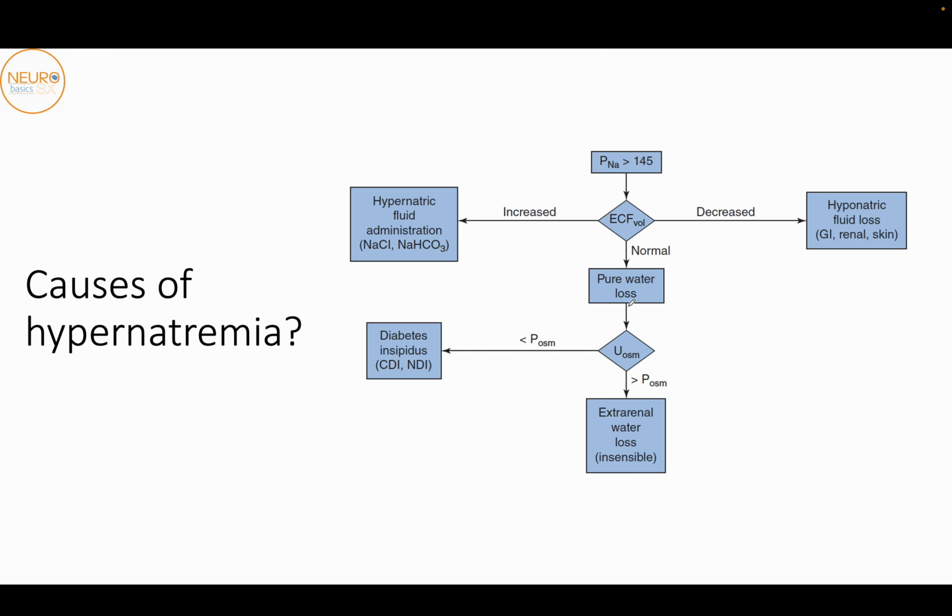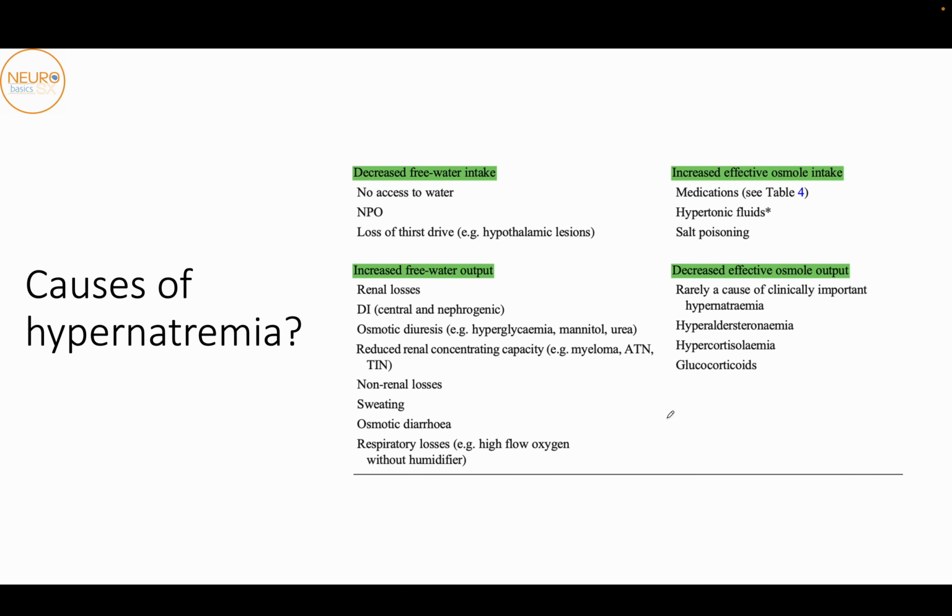On the other hand, most likely what you'll find is that the ECF volume is normal and the patient is isovolemic and has hypernatremia. So in that case, we'll go in and measure the urine osmolarity. If the urine osmolarity is lesser than the plasma osmolarity, most likely they have diabetes insipidus. On the other hand, if the urine osmolarity is more than the plasma osmolarity, they have lost water somewhere else other than the kidney. Right, so similarly as we discussed with hyponatremia, the same concept can apply to hypernatremia also.